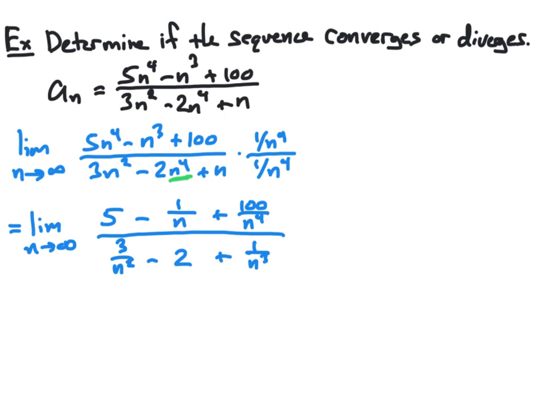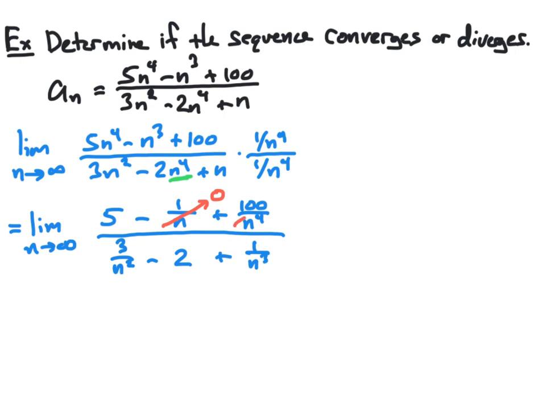The limit of 5 minus the limit of 1 over n plus the limit of 100 over n to the 4th in the numerator, and then a similar thing in the denominator. And each of those limits should be very easy to compute. For example, the limit of 1 over n as n goes to infinity is going to be 0, because as n gets larger and larger, 1 over n is going to have a constant over a denominator that gets large, and 1 over a large number will get closer and closer to 0.